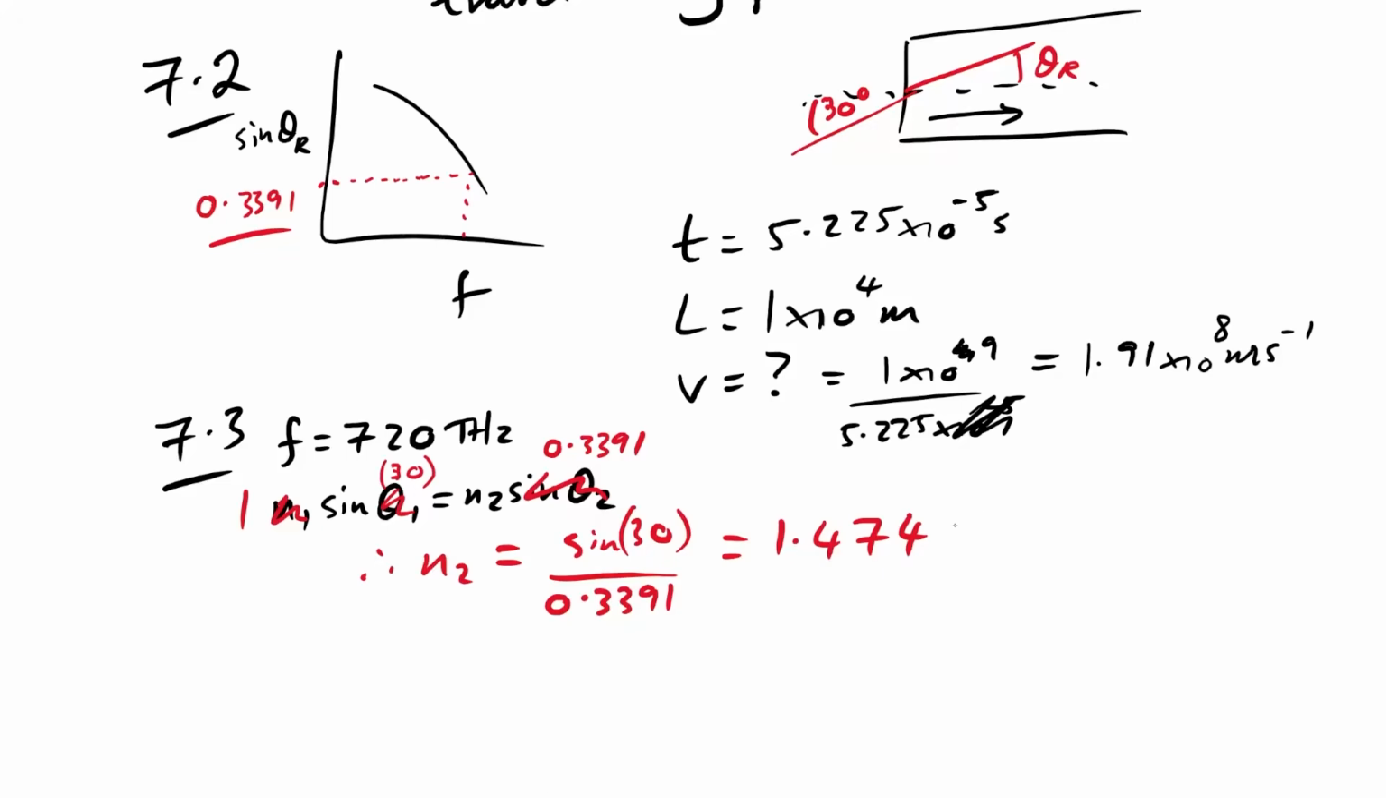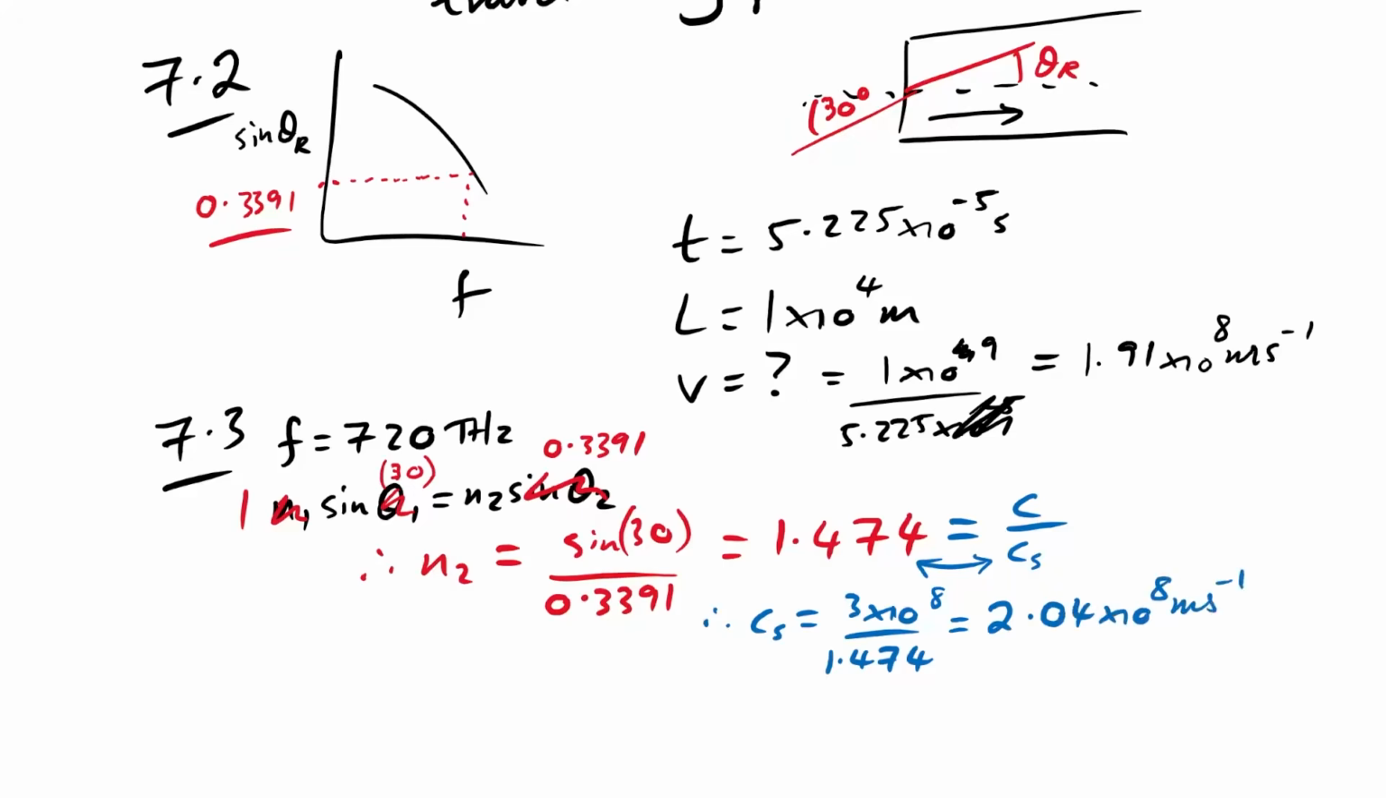We know that refractive index is also equal to speed of light in air, vacuum, divided by speed of light in the medium. Therefore, swapping these two round, speed of light in the medium is going to be equal to 3 times 10 to the 8 divided by 1.474. Let's do it to 3 sig figs, shall we? So 2.04 times 10 to the 8 meters per second. They ended up with 3, that's just rounding error.